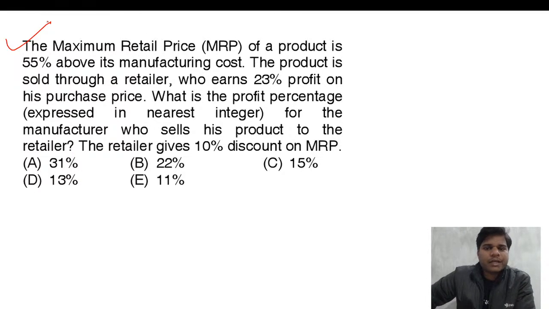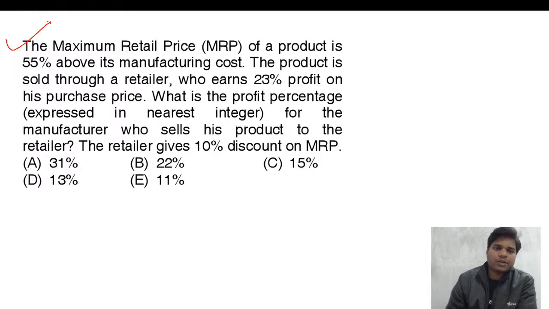The maximum retail price of a product is 55% above its manufacturing cost. Okay. And the product is sold through a retailer who earns 23% on his purchase price. What is the profit percentage for the manufacturer? If anyone has any doubt, you can just put that in the chat section. Okay, just read the question, then we'll discuss.